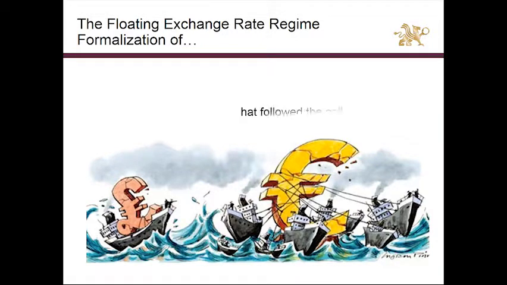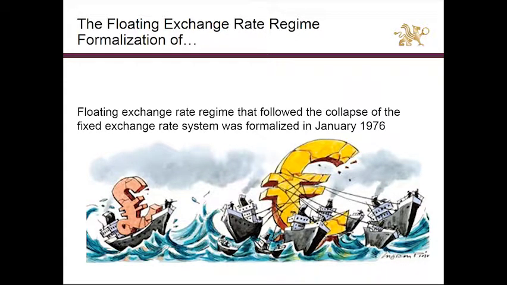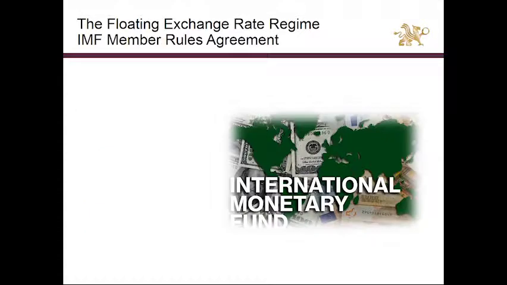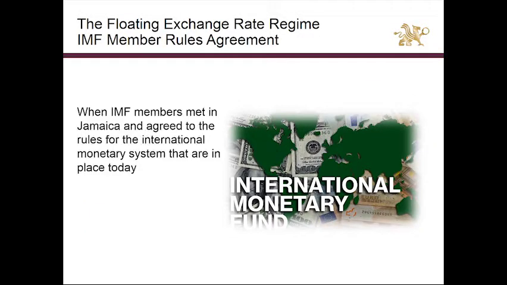The floating exchange rate regime that followed the collapse of the fixed exchange rate system was formalized in January of 1976, when IMF members met in Jamaica and agreed to the rules for the international monetary system, and those rules remain in place even today. The Jamaica meeting revised the IMF's Articles of Agreement to reflect the new reality of floating exchange rates.